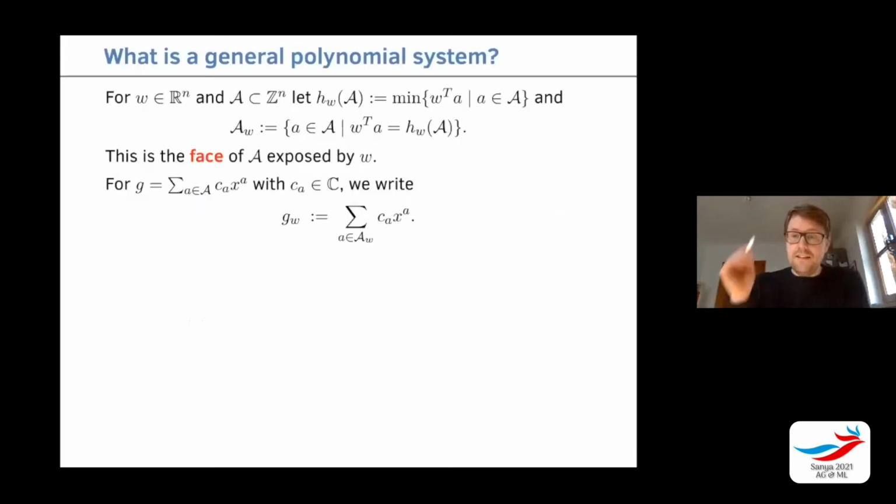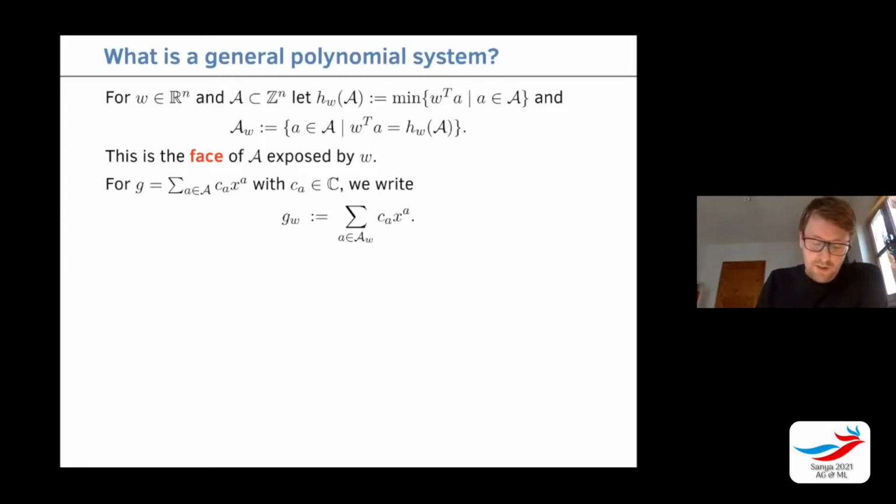So now let's dive a little deeper into the subject of the BKK theorem. So let's take w in R to the n, and let's take again a support set A in Z to the n, and then I call h_w of A the minimum value of the linear function that w imposes on A. Okay, so I call the minimum value of w transpose a over A, I call this h_w. And then A_w, I call the points in A which attain this minimum. And this is the face of A exposed by w. So it's actually not the face of A, but the face of the Newton polytope of A, but okay. I hope you forgive me this imprecision.